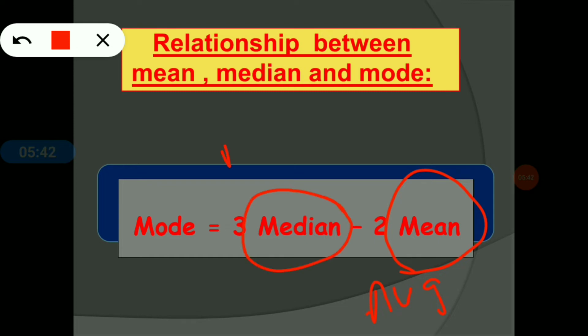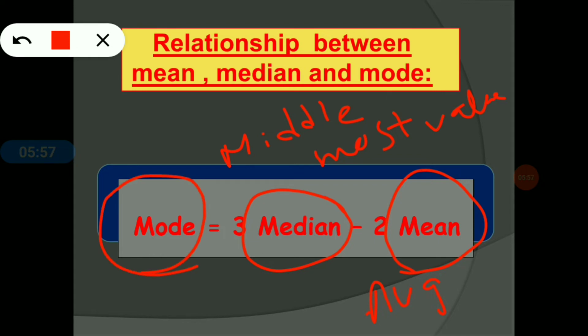So median is the middlemost value of a given data set when it is arranged in descending or ascending order. And now going to the third part, that is the mode. So mode is the number which appears the most, the most frequently appearing number. Clear? I think this is clear what is mean, median and mode.